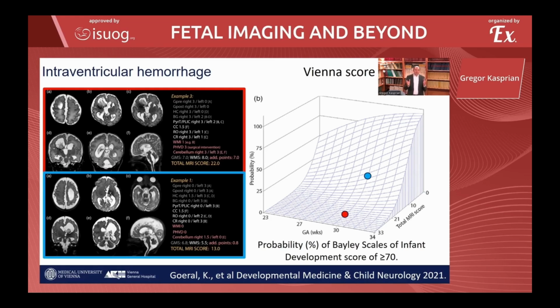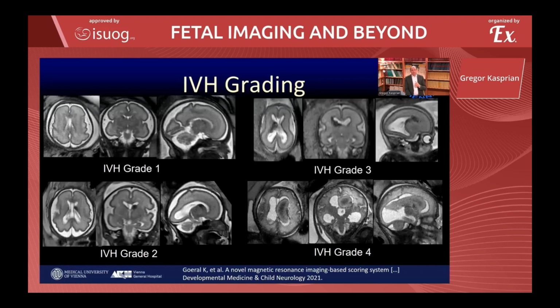The only problem is you need to be experienced and knowledgeable in brain structures. Then you can use this score in neonates, but also, of course, in fetuses. This would be the transfer of the papille grading to the fetal life.